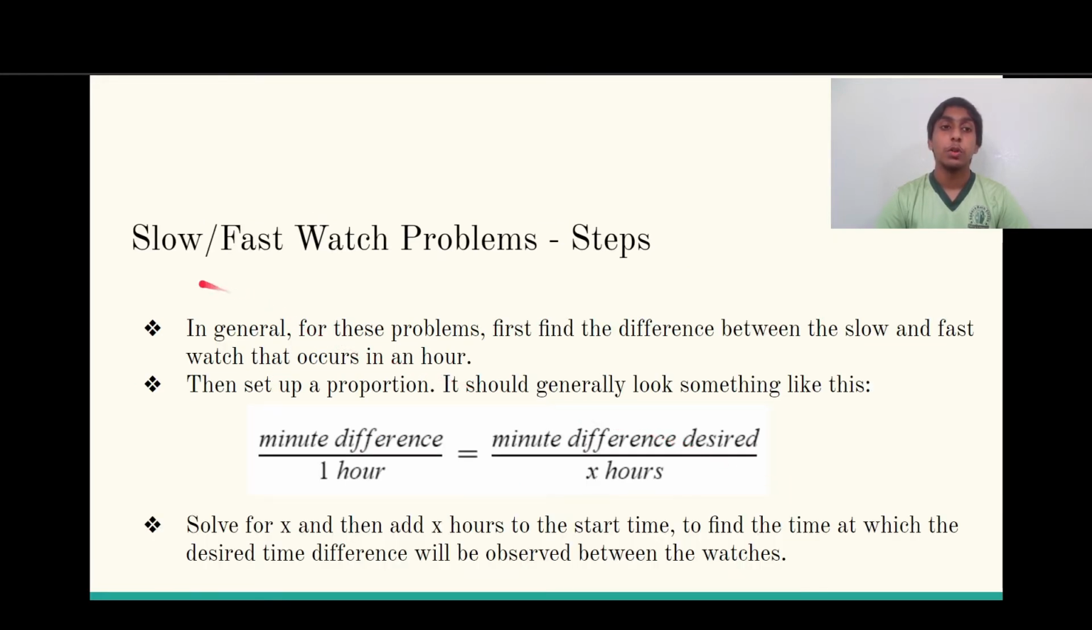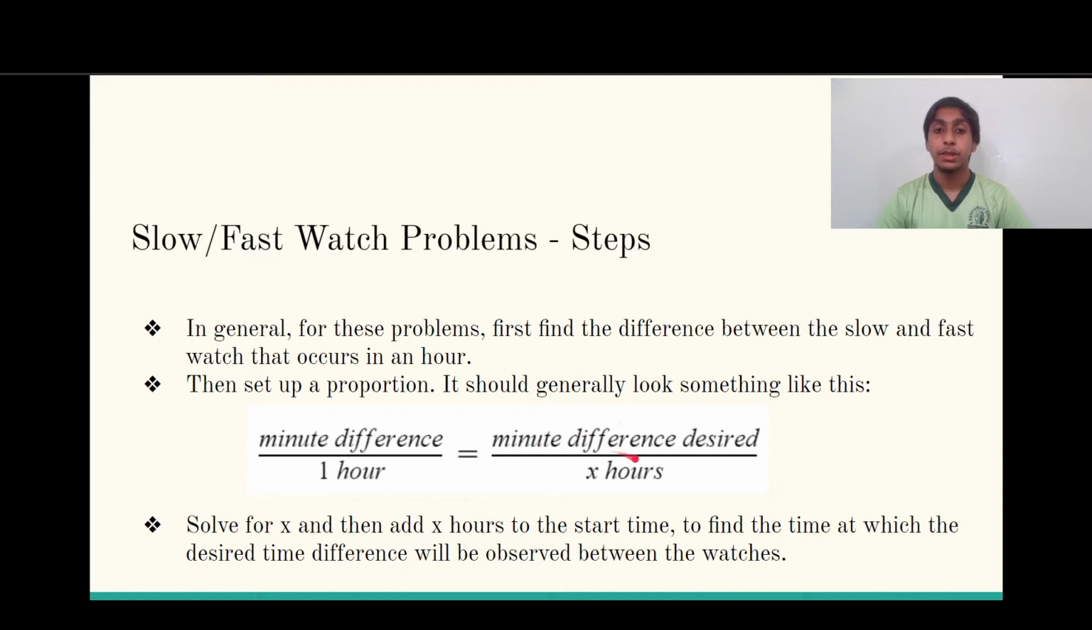Okay, so let's go over slow, fast watch problems. Here's some steps. In general, for these problems, first find the difference between the slow and fast watch that occurs in an hour. Then you have to set up a proportion. It should generally look something like this. First, after an hour, I'm going to find where my slow watch is at and where my fast watch is at. So after an hour, maybe my slow watch has passed 58 minutes, and my fast watch has passed 62 minutes, right? Then I can find the minute difference between the two, put that over 1 hour, and then we can find the minute difference desired over X hours. So let's just say that in 1 hour, I get a 4-minute difference, and I want a 60-minute difference.